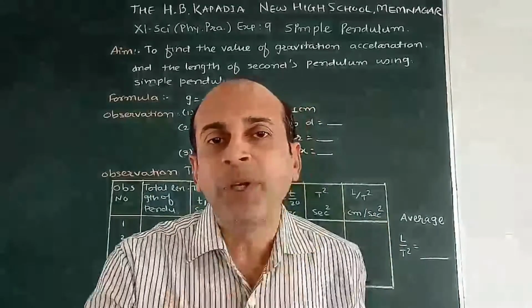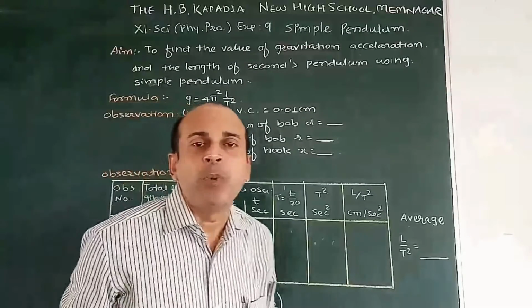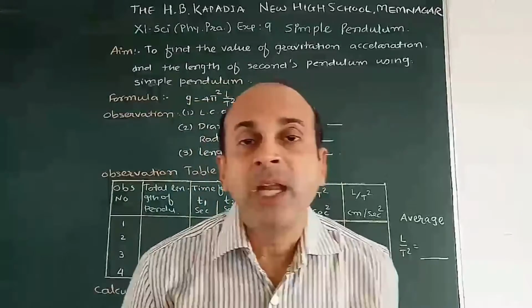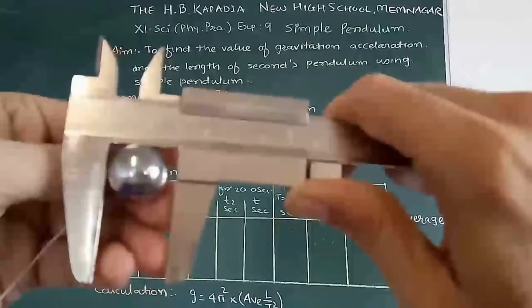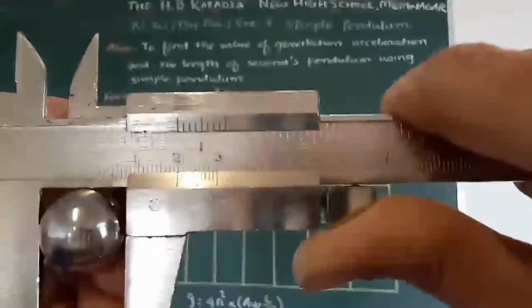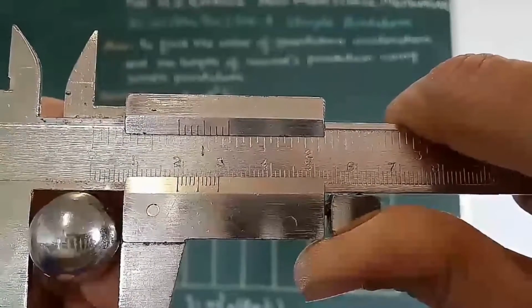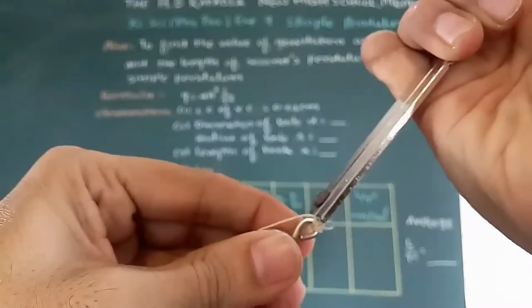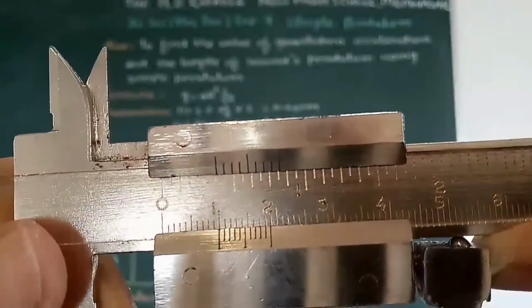using vernier calipers. First let me note down the least count of the vernier calipers, which is 0.01 centimeter, and let me measure the diameter of the sphere. For that, place the sphere between the two jaws of the vernier calipers. Here the diameter of the sphere is 1.9 centimeter, and for the length of the hook, place the hook here and measure the distance, and it is 1 centimeter.